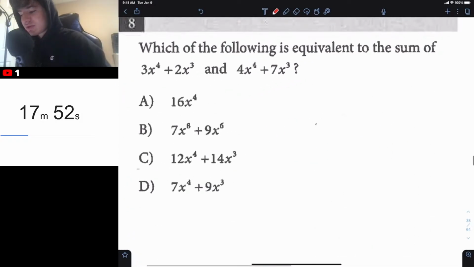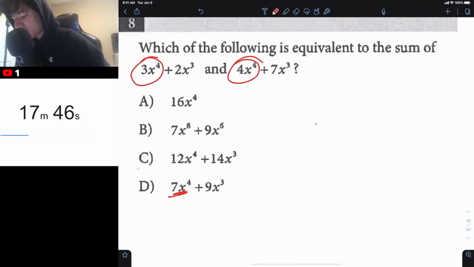Which of the following is equivalent to the sum of the given polynomials? Okay, just add them up. Like terms: 3x to the fourth and 4x to the fourth becomes 7x to the fourth. 2x to the third and 7x to the third become 9x to the third. So it's D.